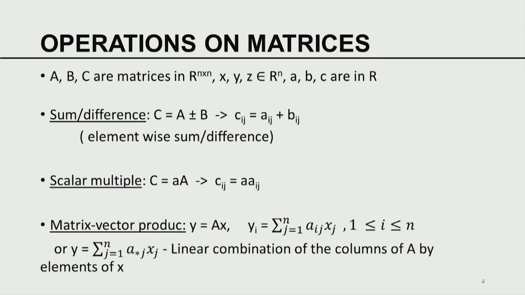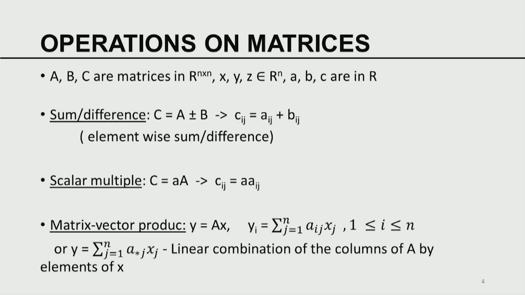I am going to quickly define some of the fundamental operations on matrices. So if I define three matrices A, B, C, if I define three vectors X, Y, Z, if I define three numbers a, b, c, now look at this. I have elements from three different animal kingdoms. Matrices is one class of animals. Vectors is another class of animal. Scalars are yet another class of animals. I am going to combine all of them to be able to do what I want to do. This is where the notion of vector space comes into play.